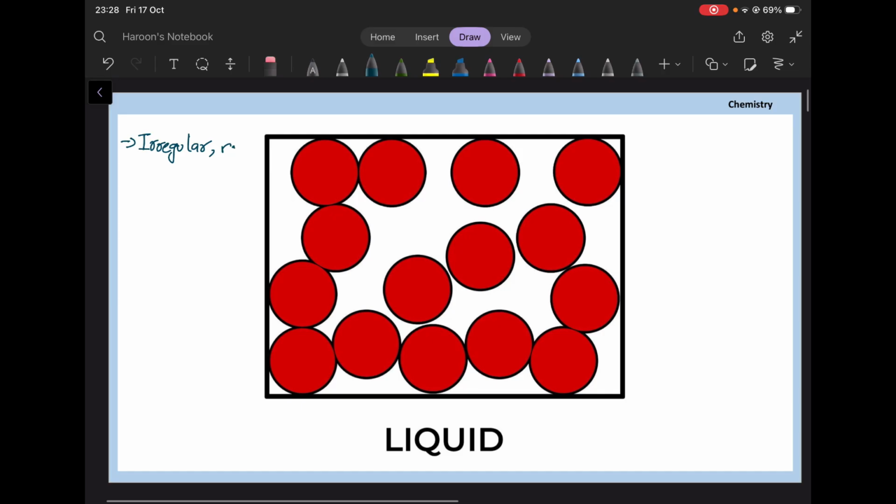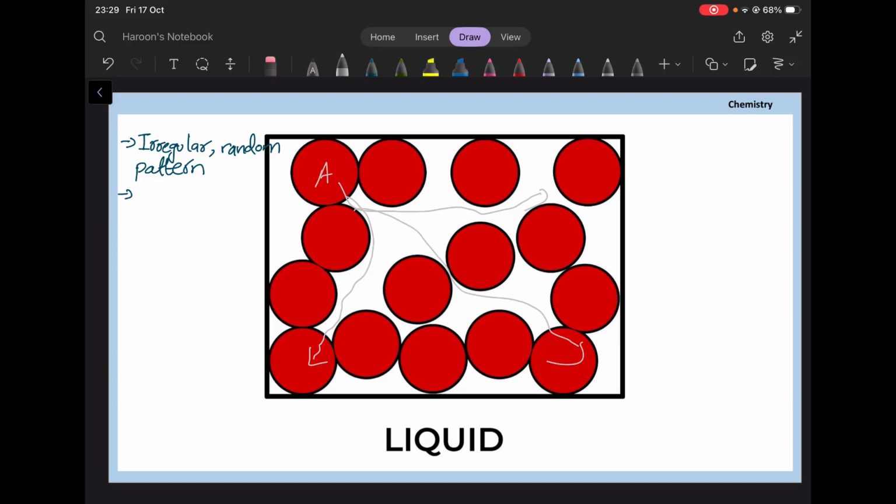Irregular, or you can say random pattern. Now for liquids, these particles that you see, let's say this is particle A, can actually move around and reach this position over here, or take the position of this other particle over here, or this particle over here.